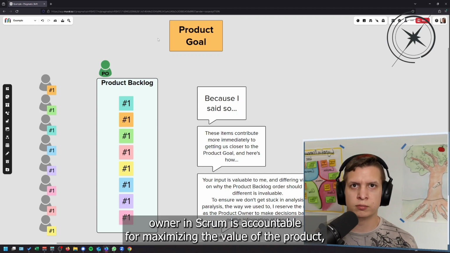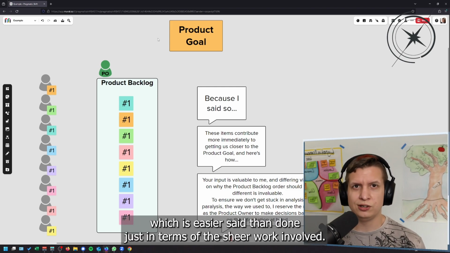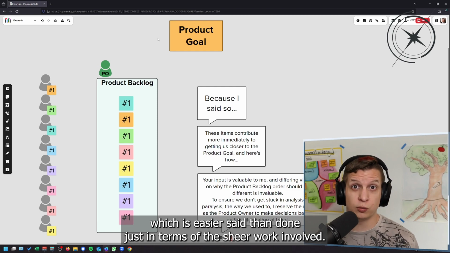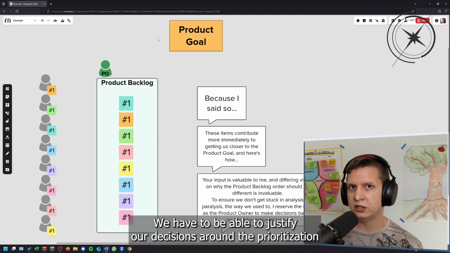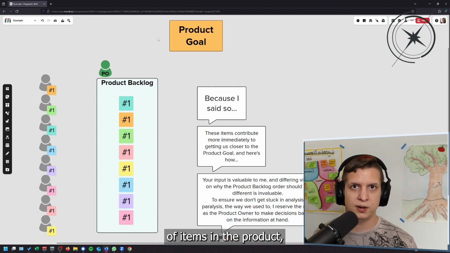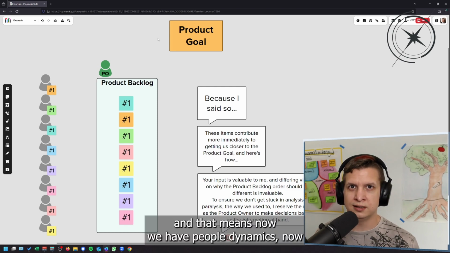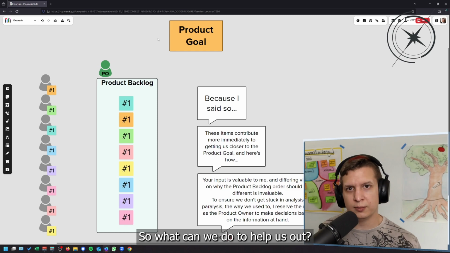The product owner in Scrum is accountable for maximizing the value of the product, and they do this by effectively managing the product backlog, which is easier said than done, just in terms of the sheer work involved. But it's even more tricky when we have to be able to justify our decisions around the prioritization of items in the product backlog. That means now we have people dynamics, now we have conflicts of interest, and that's where these things get really tricky. So what can we do to help us out?